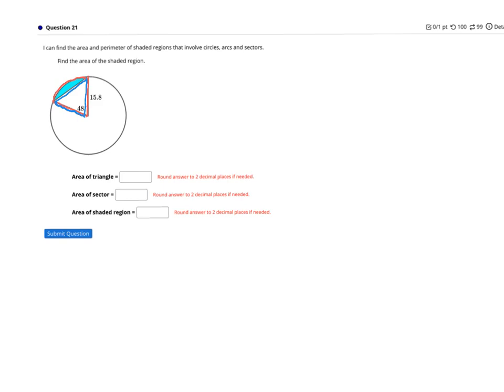So let's start by finding the area of the triangle. To do that, I'm just going to redraw the triangle out here, and this will be my 48 degrees. So similar to the way we find the area of a regular polygon, I'm going to go ahead and draw a line that goes straight down here for the height. This is an isosceles triangle. So that means that this is 15.8, this would be 15.8, which means that the bottom is divided in two, and then I can find the height.